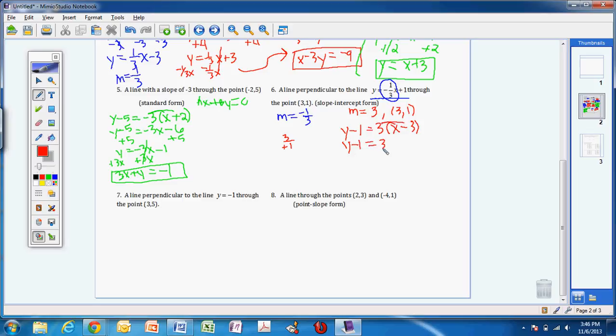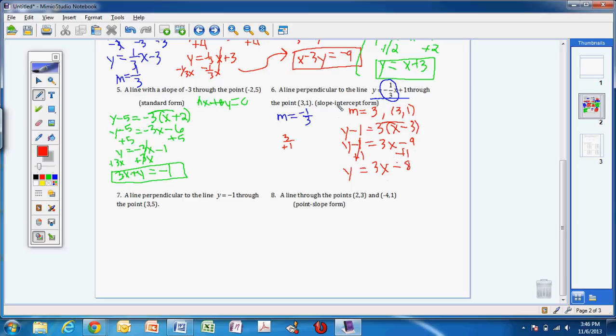So 3 times x is 3x. And 3 times -3 is going to be -9. Last step to getting it in slope-intercept form, because that's when y is alone by itself. So to do that, I need to get rid of the 1, and I need to add 1 to both sides. In doing so, -1 plus 1, those are going to cancel. And my last step is 3x, -9 plus 1 is going to be -8.